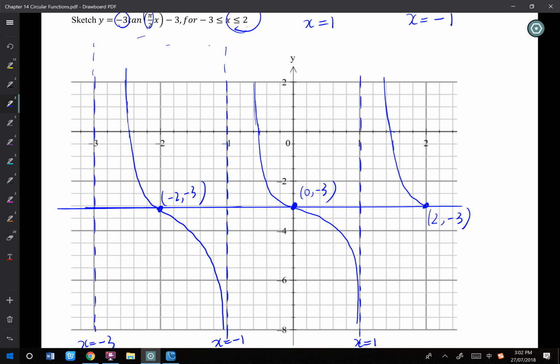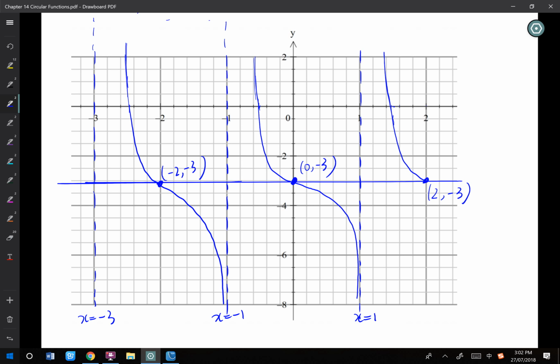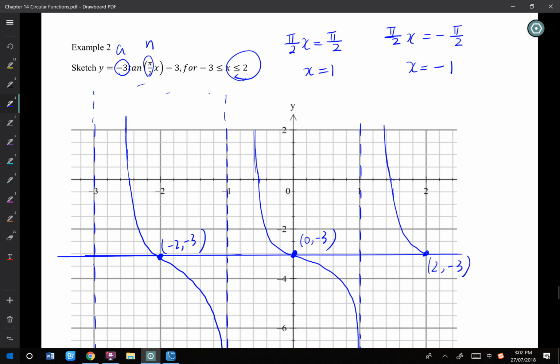We were meant to find the x-intercept. We'll do that next lesson, which is Thursday next week. But you can't do it now. So that's what the graph should look like. I should have 3 asymptotes at -3, -1, 1, and 3 points of inflection at -2, 0, and 2, where 2 is also the endpoint. You can't sketch any graph beyond that.